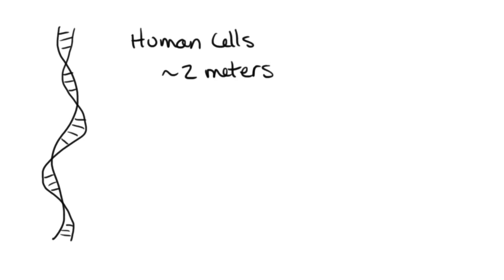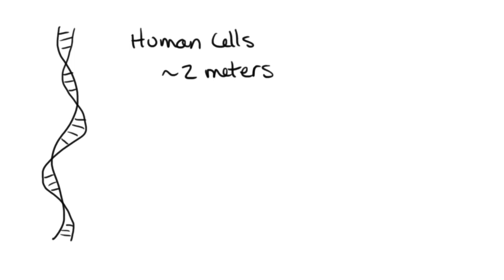So for human cells, if we just focus on human cells, within one nucleus, you have about 2 meters of DNA. So an extremely long stretch of DNA, and it seems almost impossible, or it does seem impossible, that all of that 2 meters of DNA is going to get crammed into that very, very tiny nucleus.